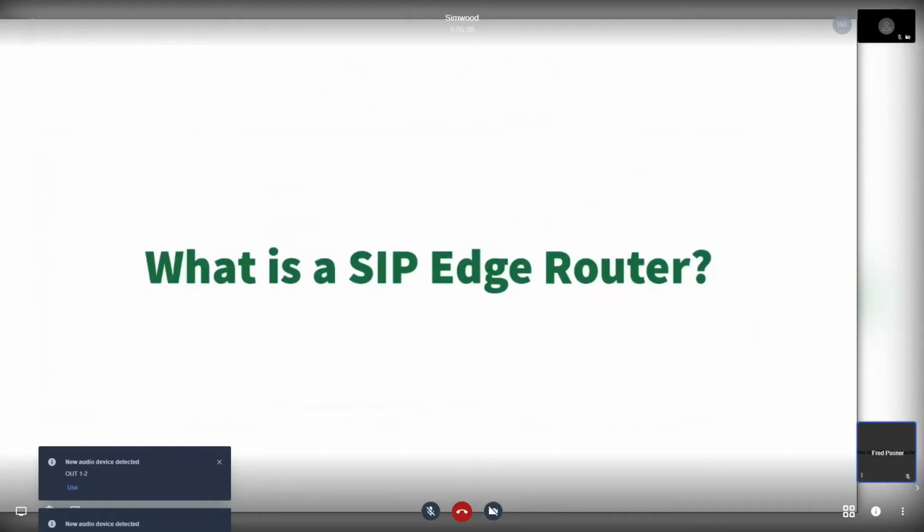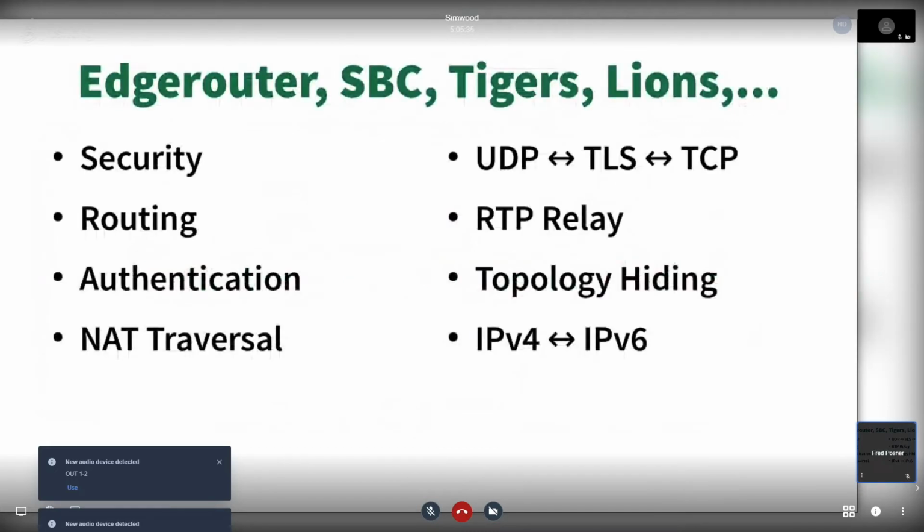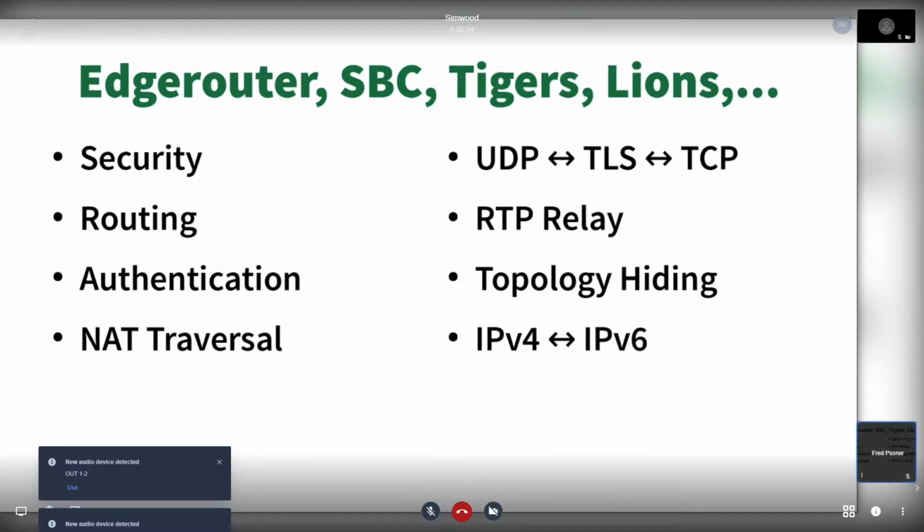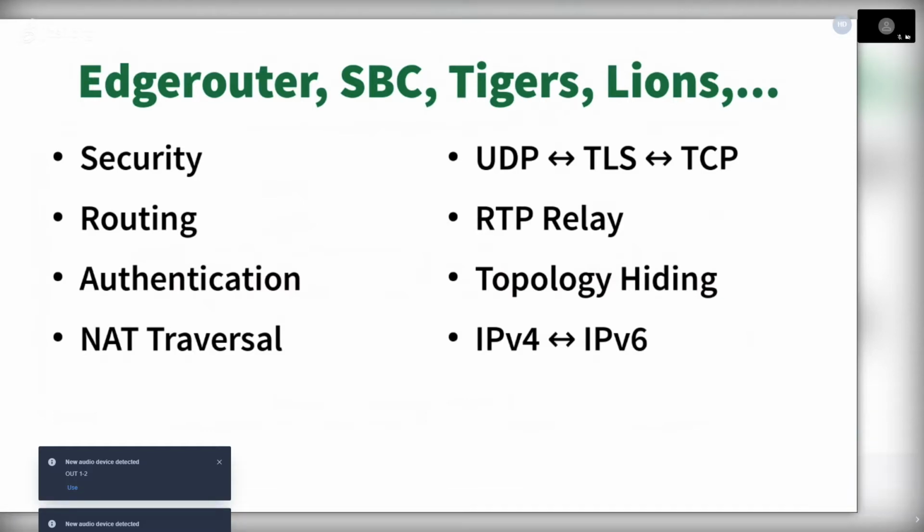And so with that, what is a SIP edge router? So a SIP edge router provides security. It helps with routing of telephone calls and/or traffic. It will handle authentication. It can handle NAT traversal. It can handle bridging between UDP, TLS, and TCP. It can help you with relaying RTP media. It can work with topology hiding, and it can also bridge IPv4 and IPv6 traffic.